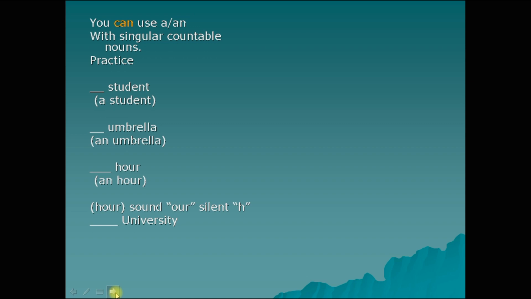University. What is the answer? A or an? A university, correct. Because a university is singular, university is countable, but university begins with U, but the sound is "yu", sounds Y. That's why we put a. Kaya a ang lalagay natin, ang sound niya ay Y.